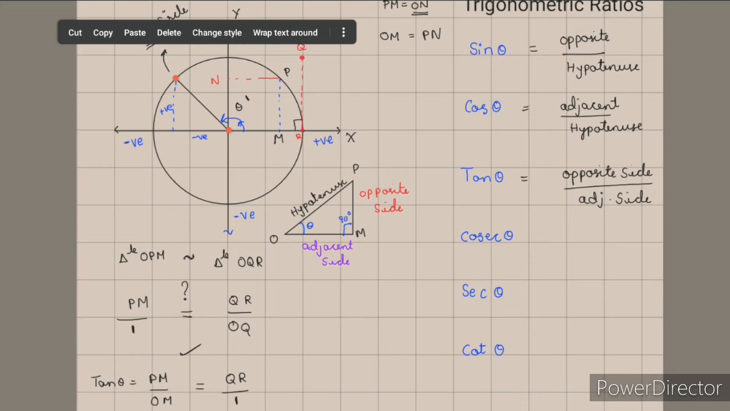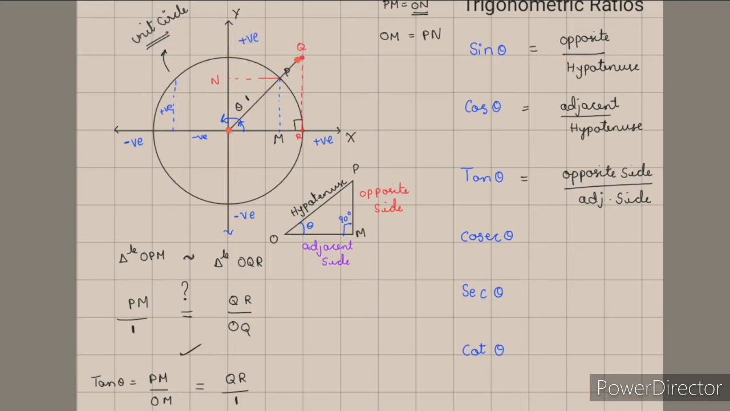Okay, let's come back to the point. We need to check how this tan theta varies with the different thetas. We have seen that tan theta is nothing but the length of QR because OR is 1. Tan theta is nothing but opposite side, which is QR, by adjacent side, which is OR, so QR by 1. We have seen that this PM by OM is also equal to QR by 1 because these two triangles are similar. Let's observe the length of QR, how it varies with the different theta.